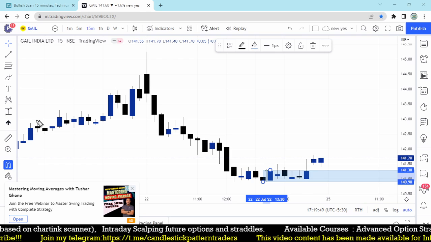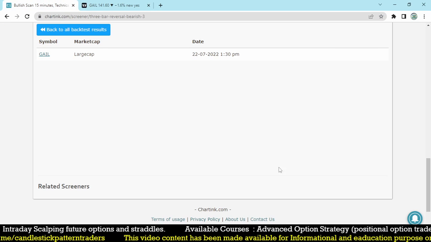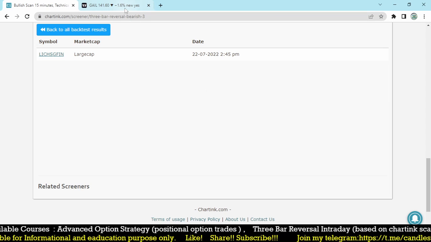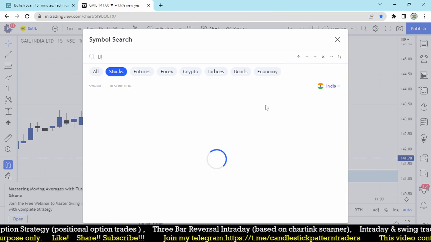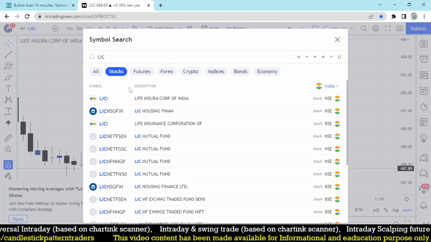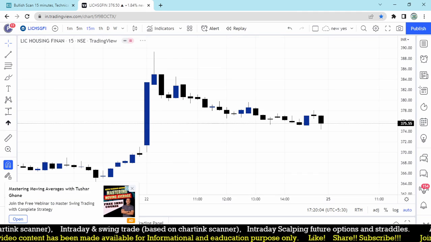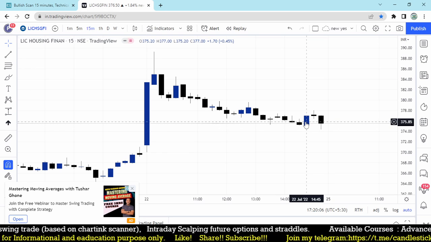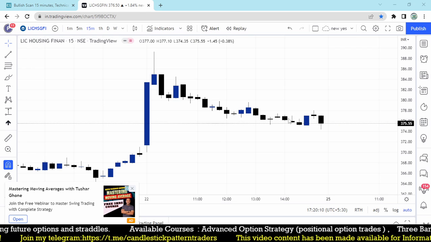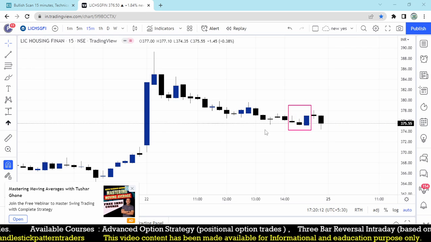And finally we found a stock, CH Housing Finance at 245. It is not a good time to take an intraday trade, but we will check it out. CH Housing Finance at 245. And this wasn't a stop loss trade. Yeah, this is the main condition we built into our 3 bar reversal.